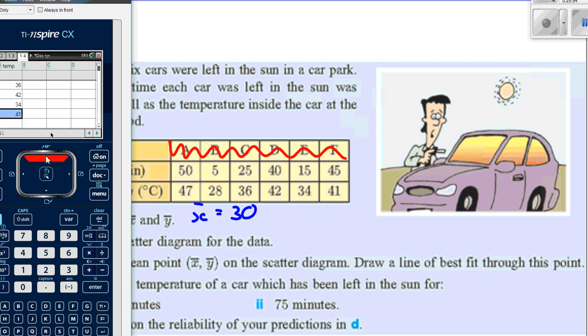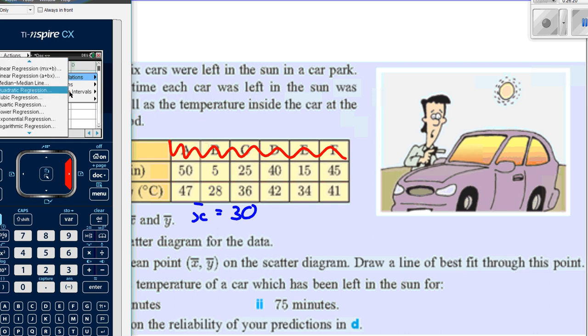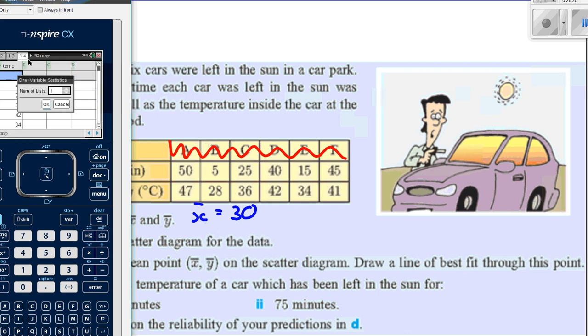We've got 47, 28, 36, 42, 34, 41, because it's really easy to, by accident, not put the right data in. And then it's a statistical calculation, so go to menu and go to statistics. So arrow down to statistics, go to the right. It is a statistical calculation that we're doing. So go across to the right again, and it's one variable statistics. So see the top one, because it's just one list of data. So okay, that's all good.